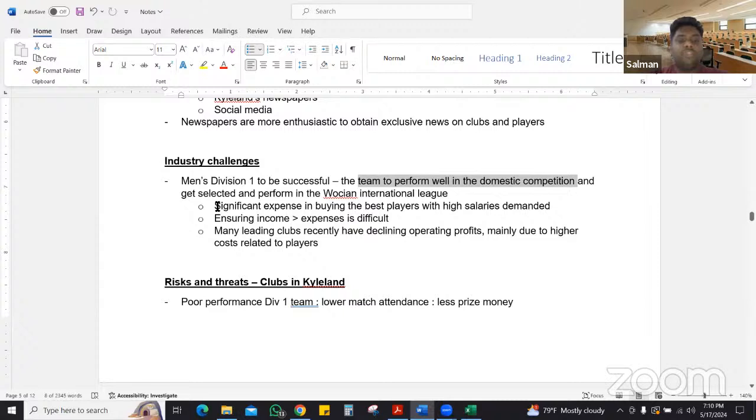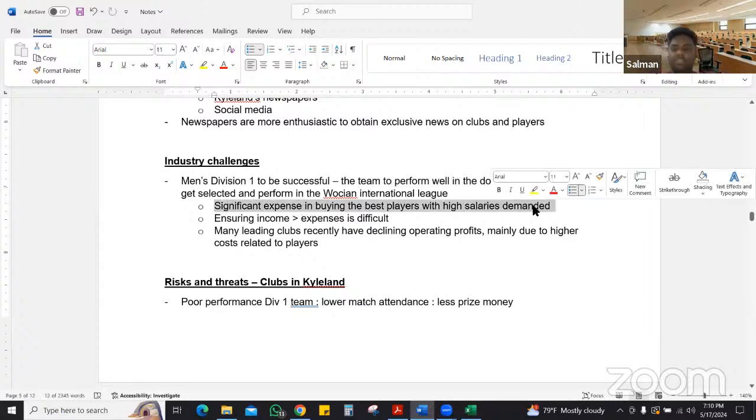So during this process, there will be significant expense in buying the best players with high salaries demanded. So for you to perform well, you need to have a very good Division 1 team. For this, many clubs keep on buying players.